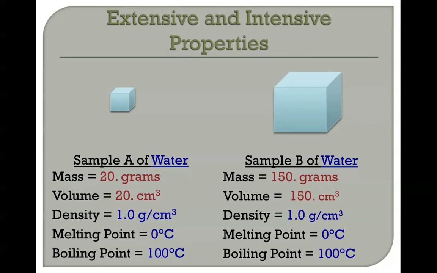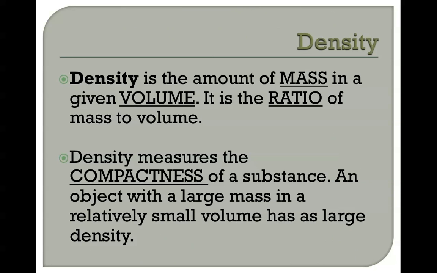So for example, I have two samples of water, A and B. As you can see, they have different masses and volumes, so those are your extensive properties, but their densities, melting points, and boiling points hold true whether I have 20 grams versus 150 grams. Alright, so let's talk a little bit more about density. Density is the amount of mass in a given volume.